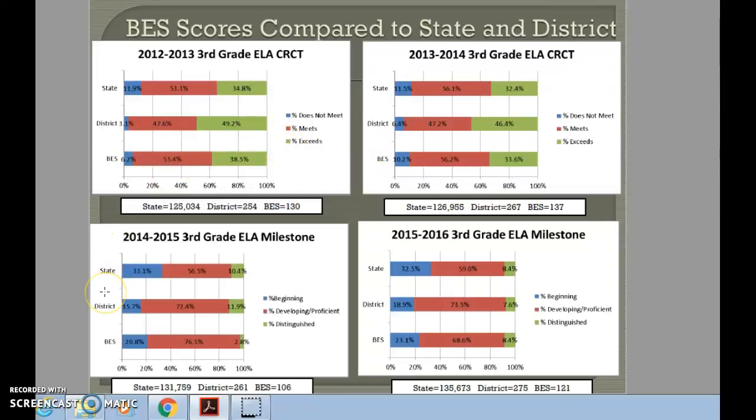And then if you look at the milestone data from the years 14-15 and 15-16, with our state, district, and school level data being reported, again, our non-proficient student population, our percentage there, is greater than our district for both years, and then it remains less than the state's level for non-proficient. So we're doing better than the state numbers, but as a whole for our district, we're not doing as well as the other schools.